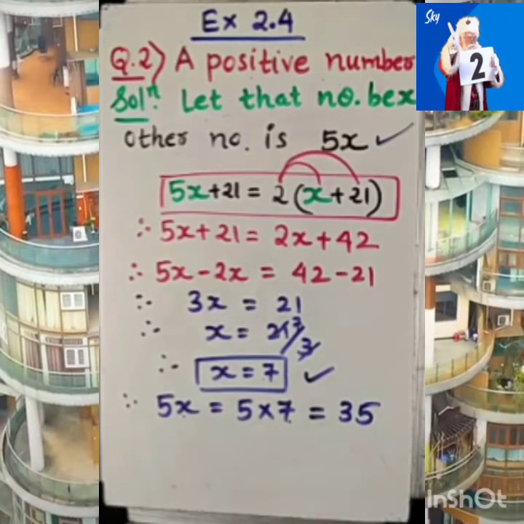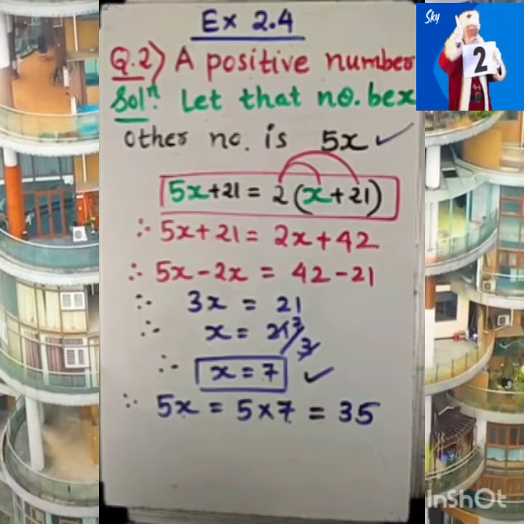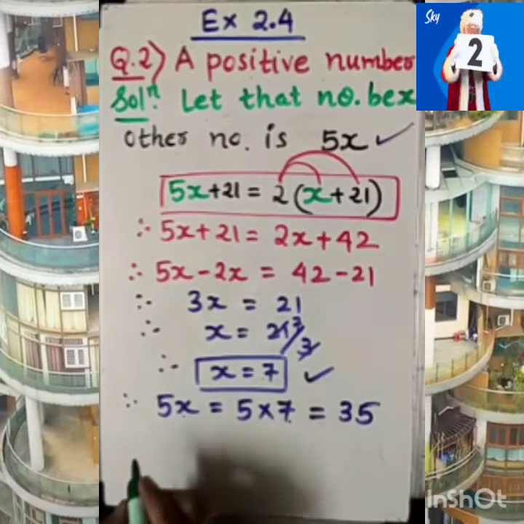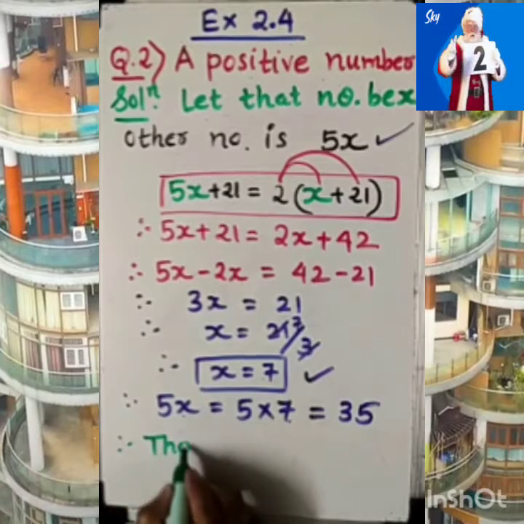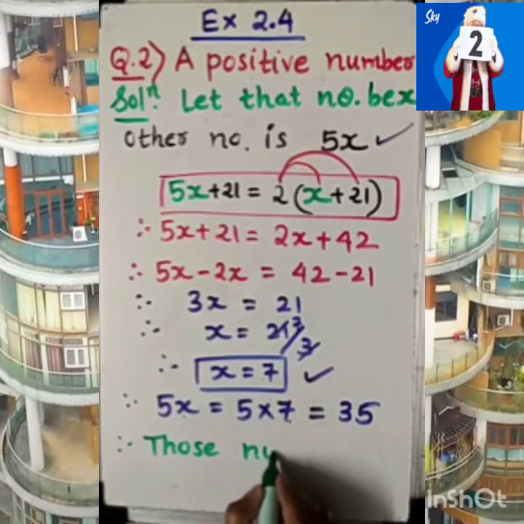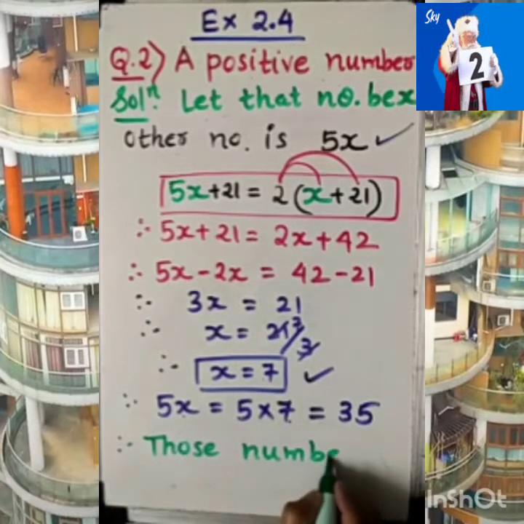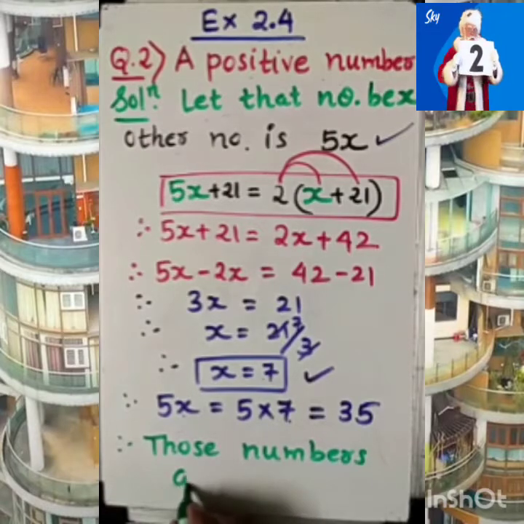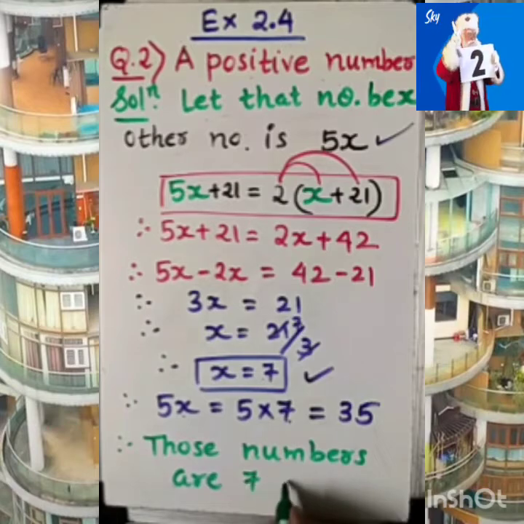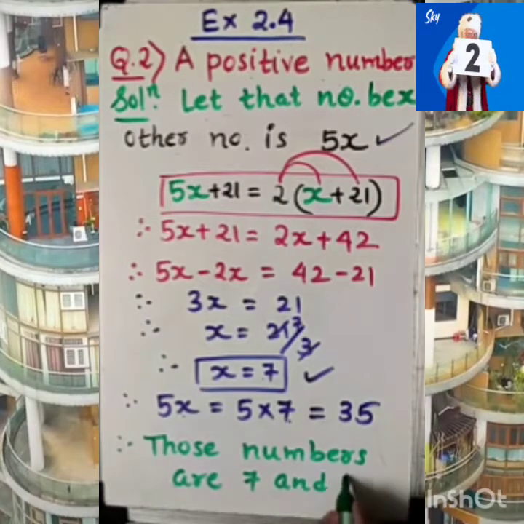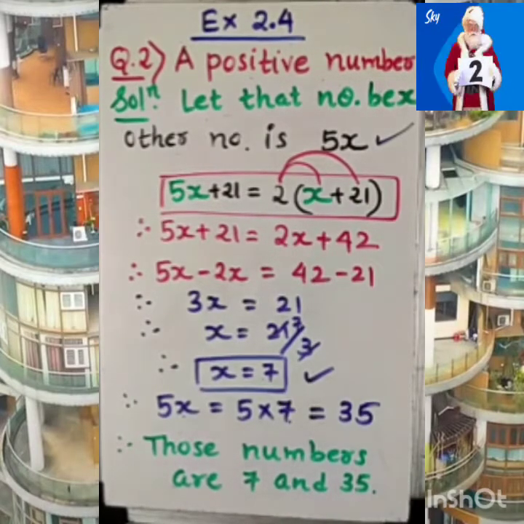So the question asks us to find what the numbers are, so we need to mention the final answer. Therefore, those numbers are, which are they? One of them is 7 and the other is 35. This is the complete solution of the question.